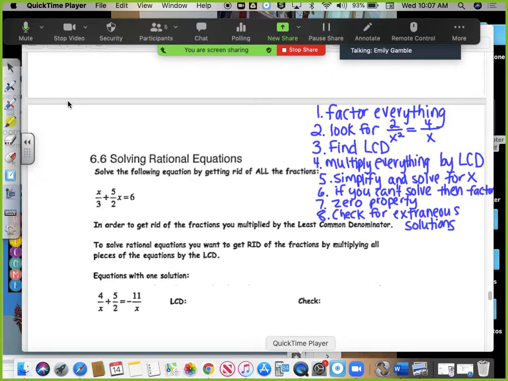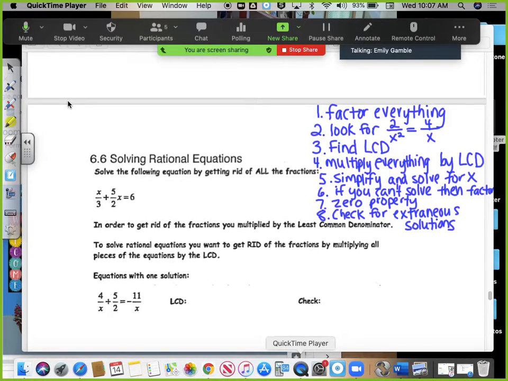So I'm going to redo some of these questions, or all of these questions again, but in different orders. The first question that I did yesterday, I believe, was this one right here. Using these 8 steps, the first thing I'm going to do is try and factor everything that I can. So I'm looking at x that can't be factored, 3 can't be factored, 5 can't be factored, 2 can't be factored, nothing can be factored in this one. So I move on to the next step.